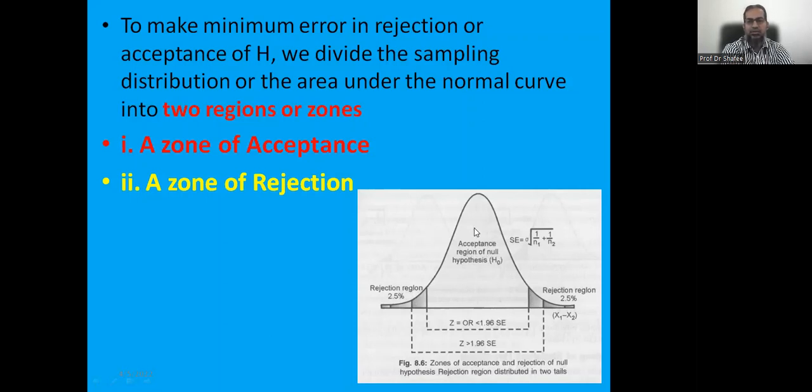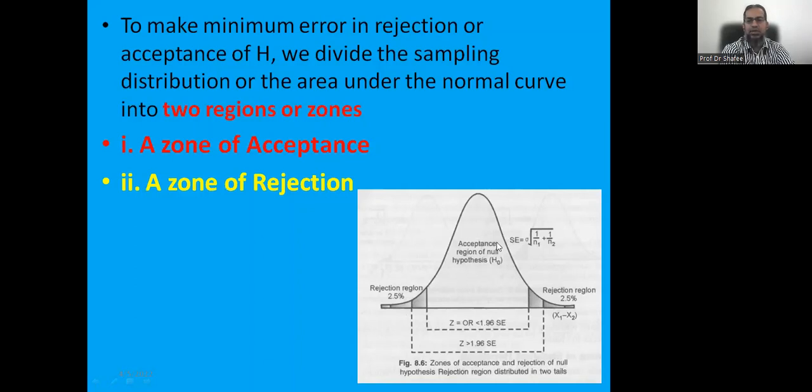If our observation falls here and we accept it, it is called the zone of acceptance. So this is the zone of acceptance for our observation. And if the observation falls in this shaded area, it is called the zone of rejection. So 95% of the times we are correct that we accept the null hypothesis, and in 5% of the cases we reject the hypothesis. So this plain area is the zone of acceptance and this shaded area is the zone of rejection.